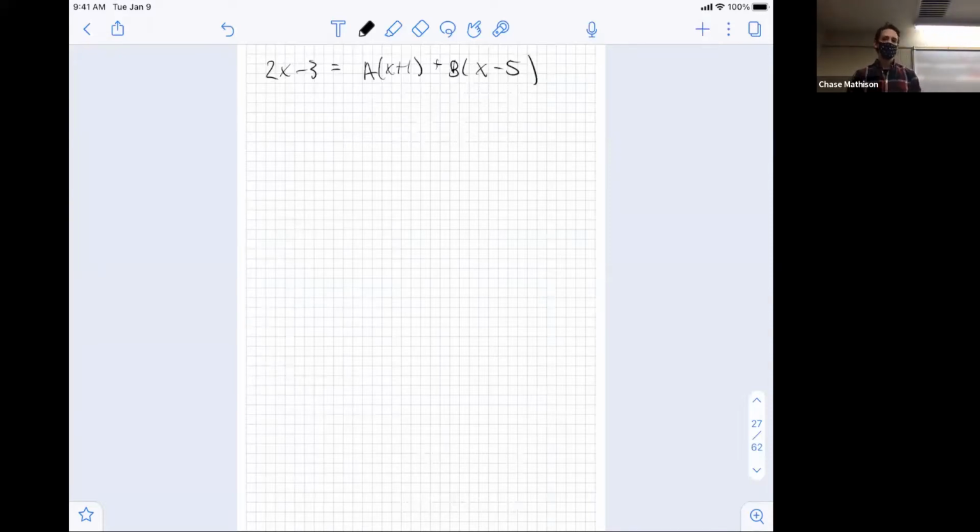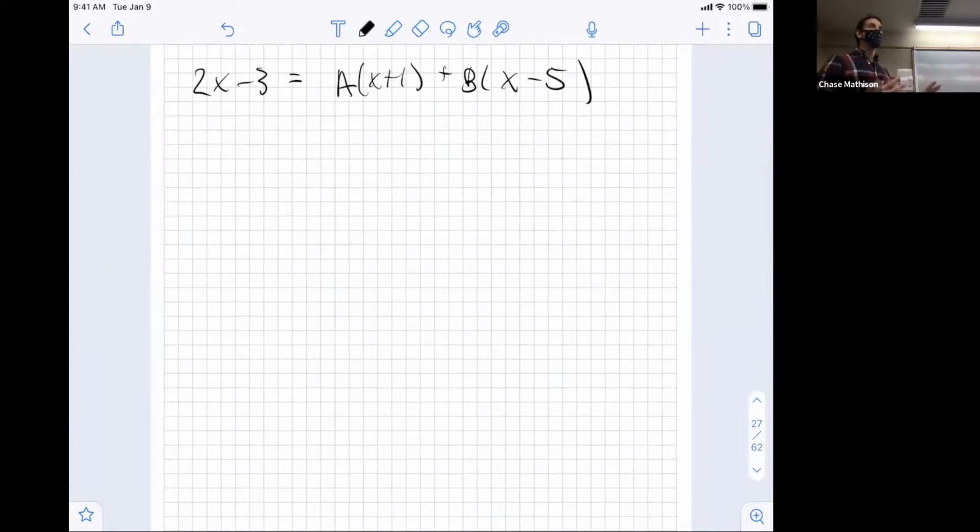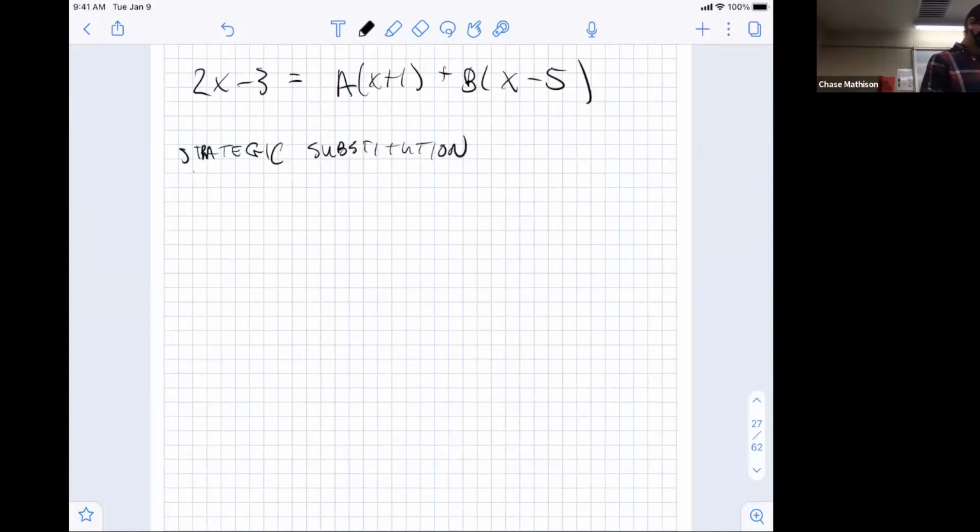Okay. And now at this point, I'm going to show you we're going to solve this twice. There are two distinct ways you can solve this, and they'll both be useful in different contexts. First, I'm going to show you that in this case of non-repeating linear factors, this is going to be the easiest thing to do, and it's called strategic substitution.